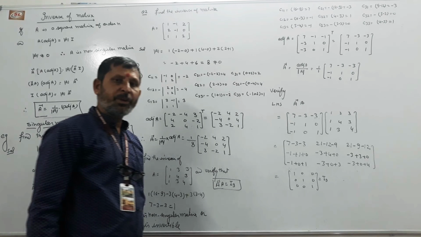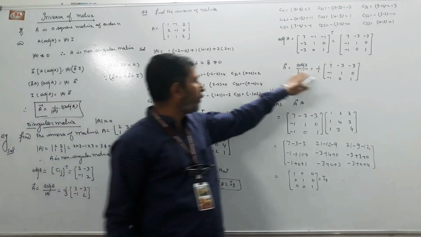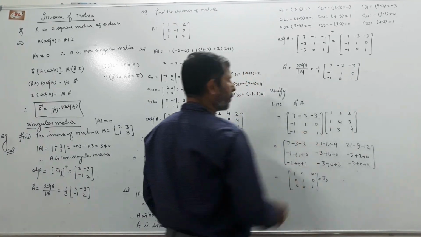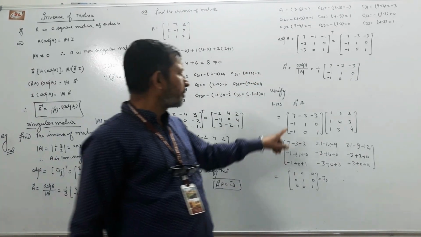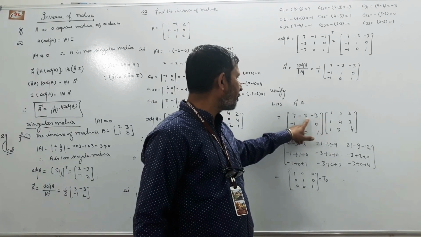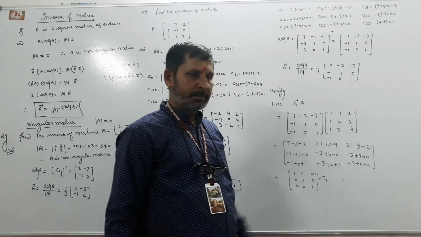And for the verification, you take the left hand side, A inverse into A. A inverse is this, and A is this matrix. Now we multiply these two matrices. And how can we multiply? First row multiplied by first column: 7 into 1, minus 3 into 1 and minus 3 into 1.